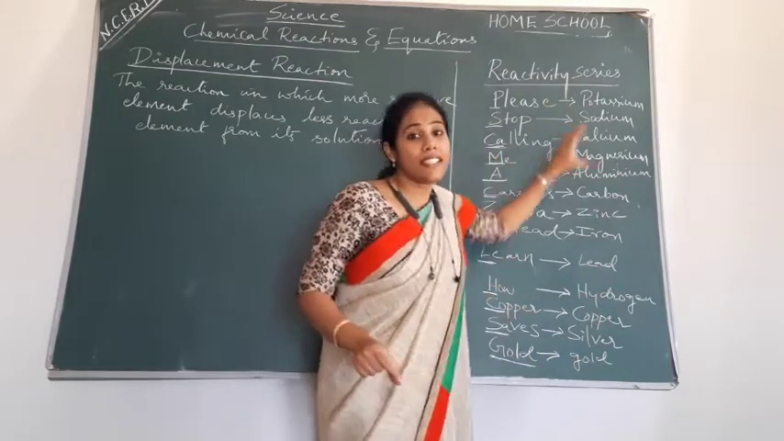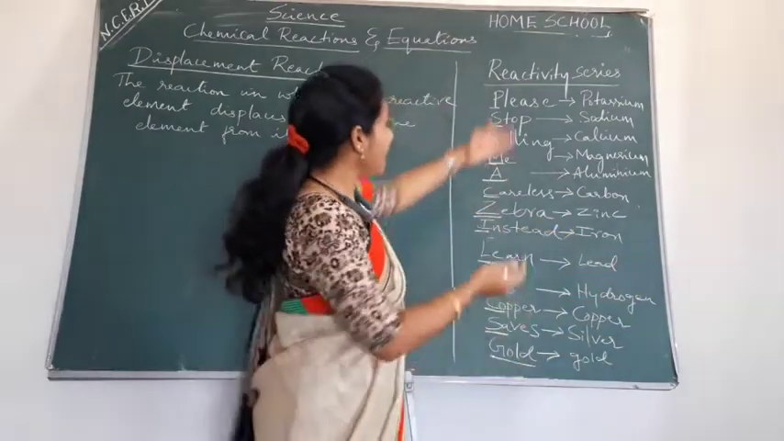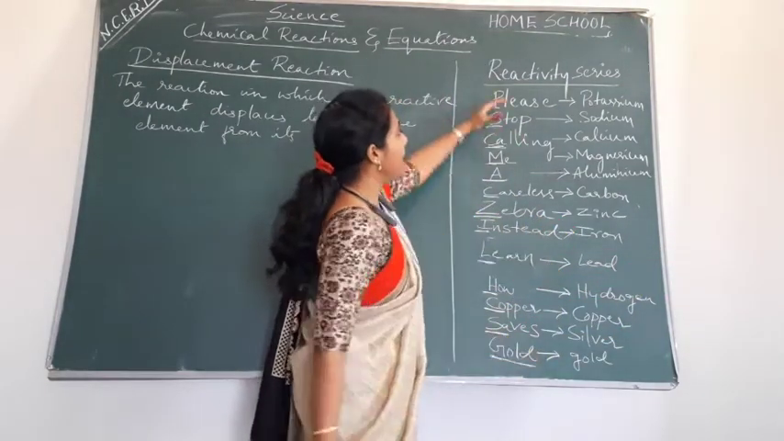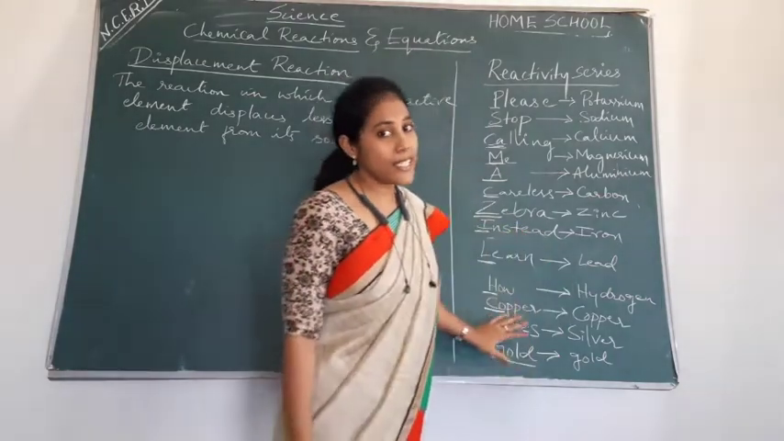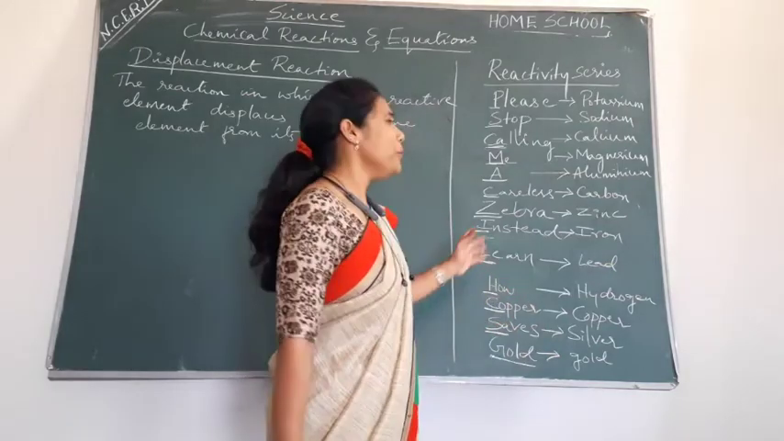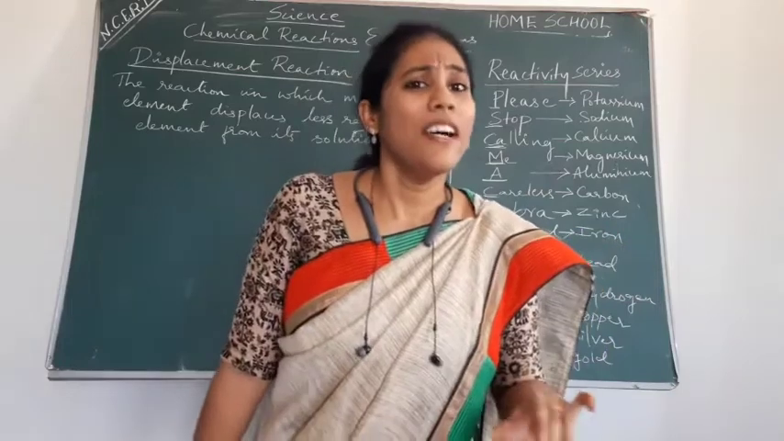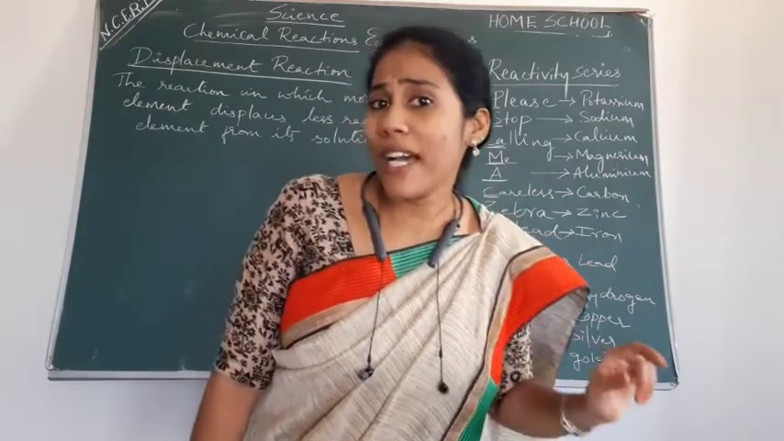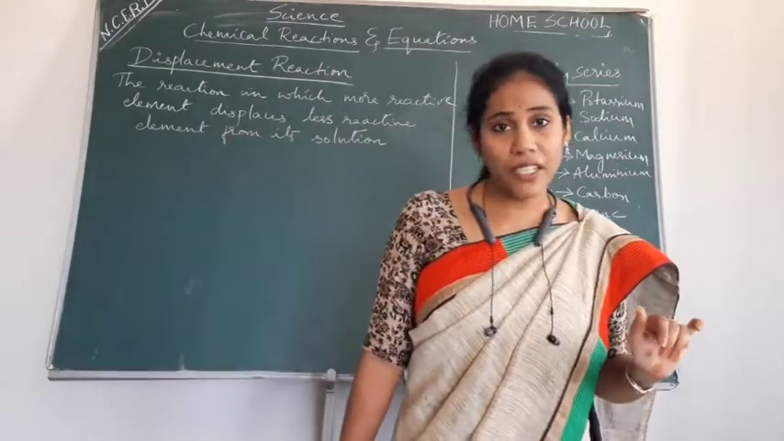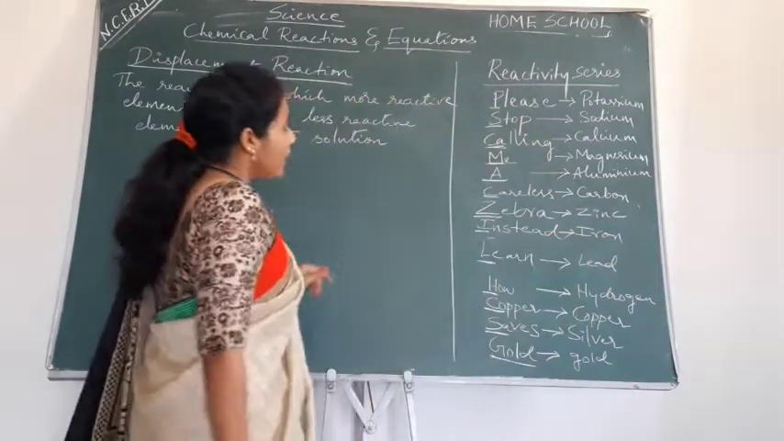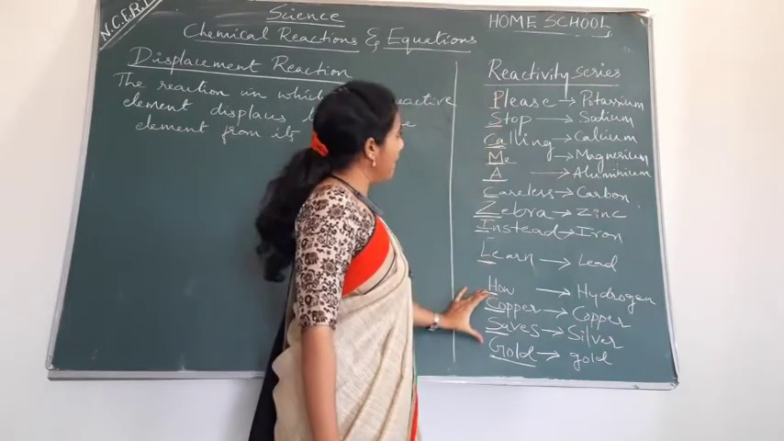So the decreasing order of their reactivity, the scientists have arranged, and that order of elements we are calling the reactivity series. They have arranged only these elements. A few more elements were there, but these are the elements that you have to remember for your 10th standard, to answer the questions relating to displacement reaction. Clear everyone? Got to know about the reactivity series? Just try to remember this sentence.